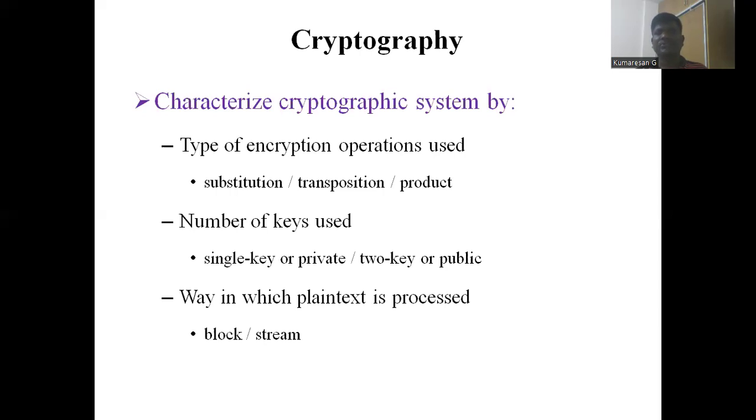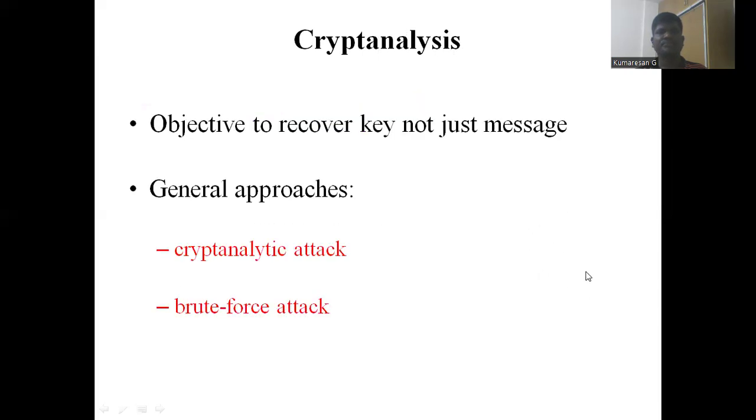Okay, so the plain text we may also process in a block cipher way or a stream cipher way. Block means we are encrypting the message block by block, whereas stream means we will encrypt all the message sequentially. Okay, so that is the difference between block and stream. This is one of the techniques we use for encrypting the plain text.